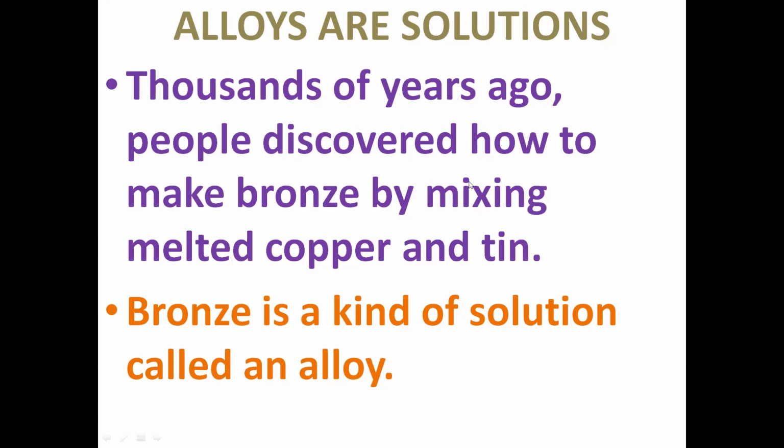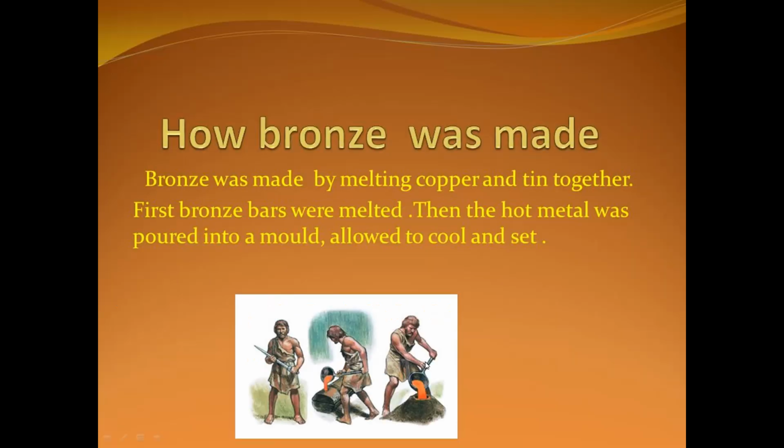Thousands of years ago, people discovered how to make bronze by mixing melted copper and tin. Bronze is an alloy made of copper and tin. We know this mixture of copper and tin forms bronze. So it's a very old tradition. Bronze is a kind of solution called an alloy.